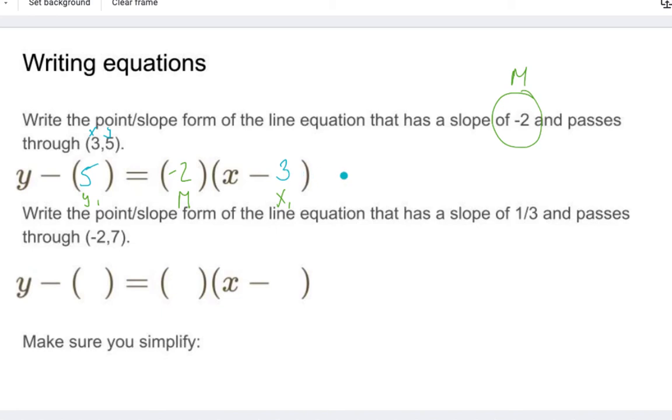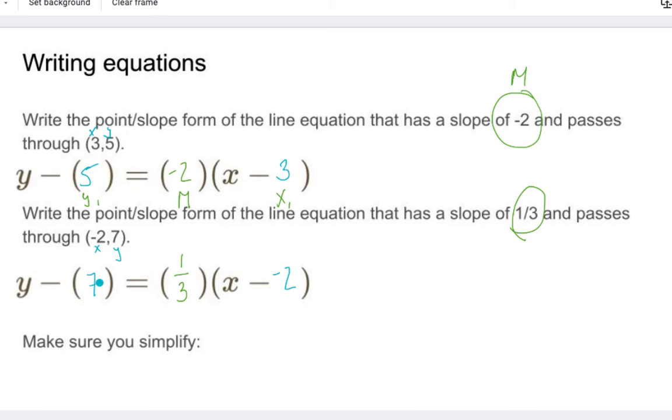We don't have to solve for y-intercept because the point we're using to start from is not the y-intercept, it's 3, 5. So let's try another one. Write the point-slope form of a line that has a slope of 1/3. So that's here. So we go up 1 and 3 to the right from the point that we know. That's x, that's y. So x minus negative 2 and y minus 7.